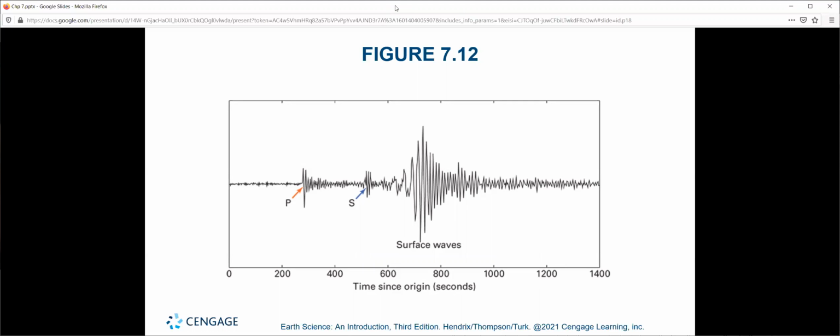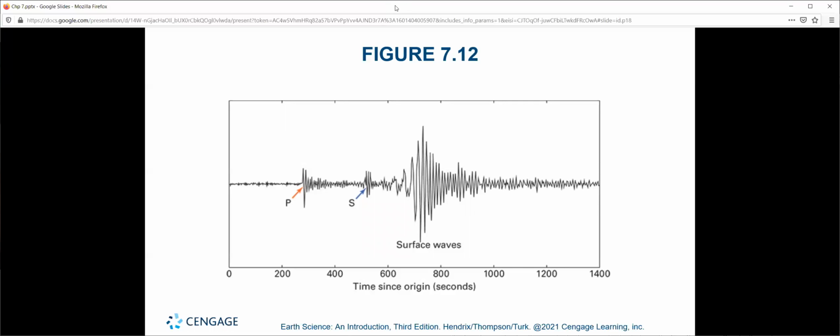P waves are primary waves, so the fastest to go through the ground. They arrive first. And then as they start to peter out, the S waves hit. That's your first major spike. And then as those start to peter out, eventually the surface waves come, and those shake the seismograph the most because naturally they're on the surface.